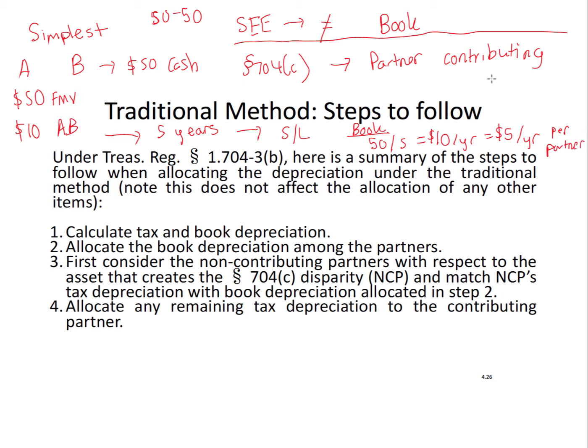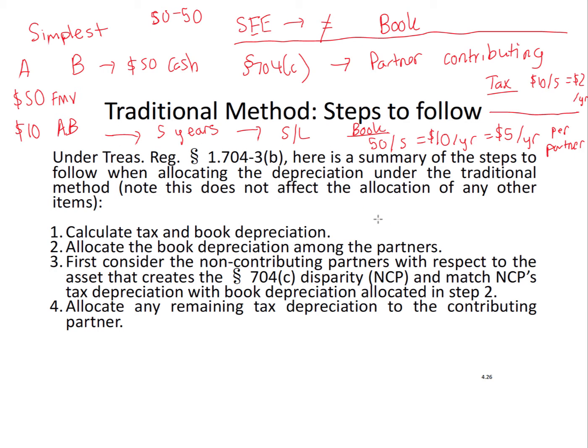Okay? However, with respect to the tax numbers, so that's a book. Let's put a line there so you don't confuse that. Tax, there's a $10 adjusted basis, which is taken over 5 years. So that's going to be $2 for the partnership, and it's going to be $1 per partner if that's allocated out. Okay? We're just going to keep it for the entire partnership. $2 per year. Just keep that number there. Okay? So there's only $2 that can be allocated with respect to tax.